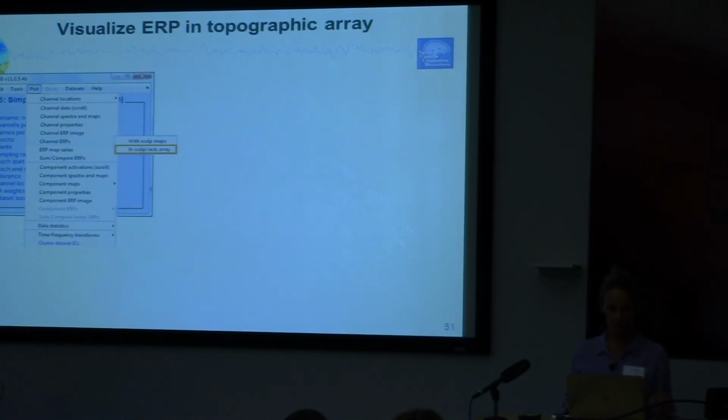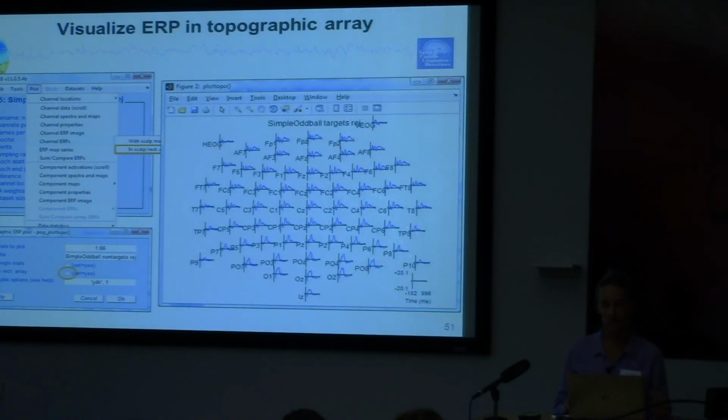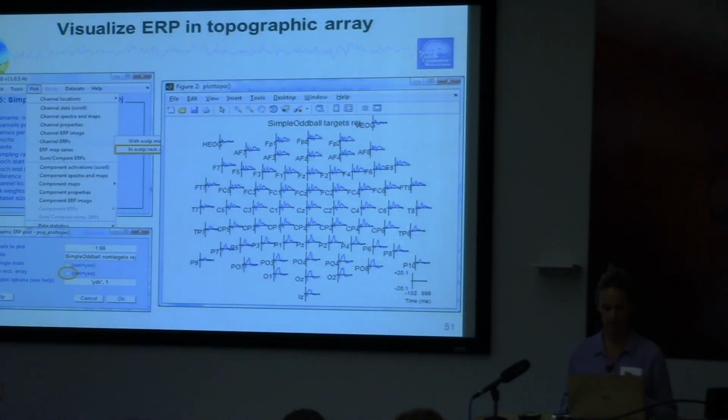You can also use the same menu display to do it on a scalp. So just unclick the rectangular array, and that gives you the same ERPs now arranged over the scalp. So you can see where in the head these things were happening.